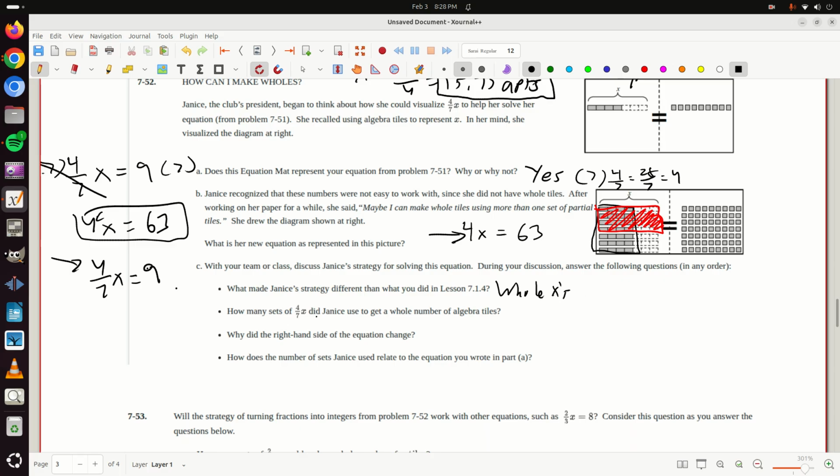And then how many sets of 4/7 did Janice use to get a whole number of algebra tiles? Well, she used 7 sets, right? And I don't think that's an accident. She used 7 sets because that's the denominator. And why did the right-hand side of the equation change? Well, it's balanced. If you're going to multiply one side by 7, you have to do the same thing to the other side. And how does the number of sets Janice used relate to the equation you wrote? It's the same as the denominator of the fraction in the equation.